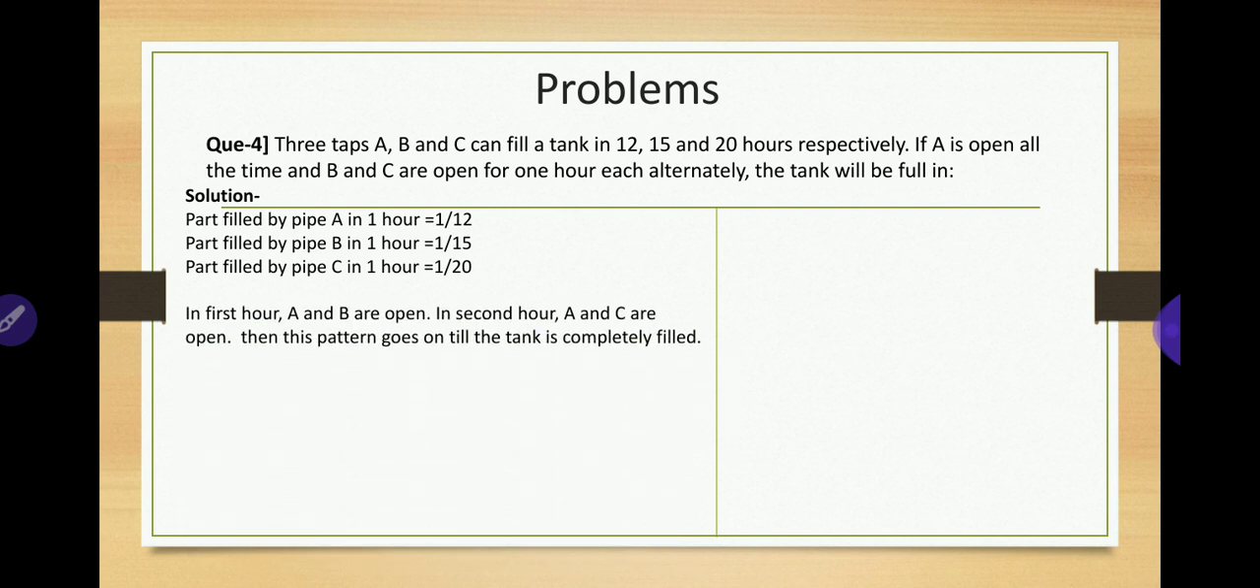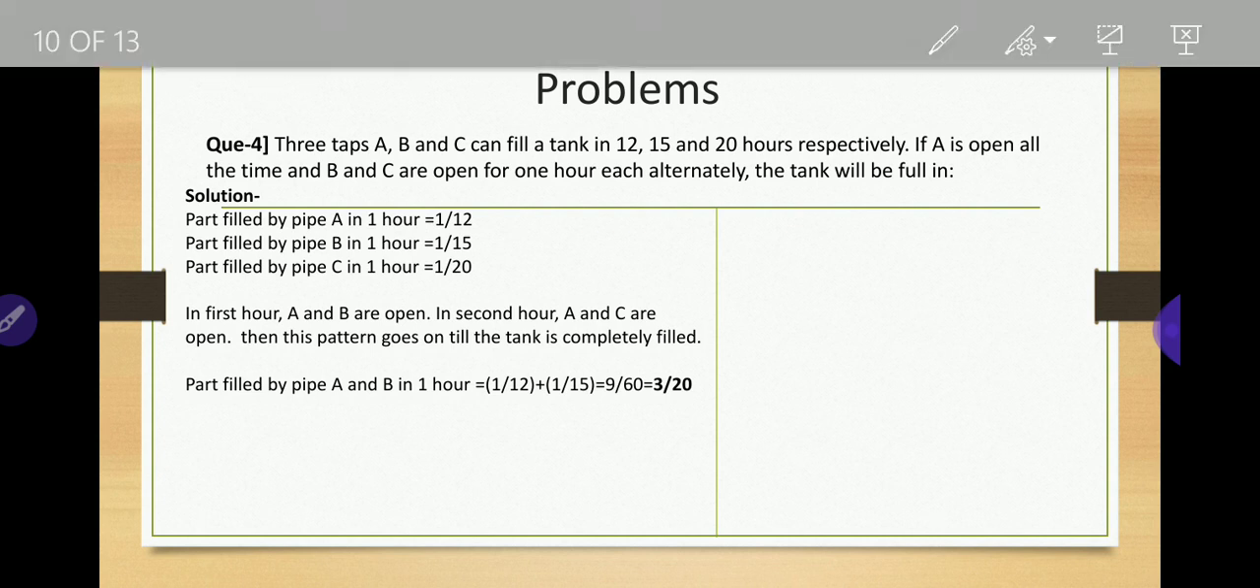Then in the first hour A and B are open. In the second hour A and C will be open, because A is open all the time and B and C are open alternately after 1 hour. Therefore this pattern goes on till the tank is filled. So first we consider the part filled by A and B in 1 hour, which will be 1 upon 12 plus 1 upon 15 because both pipes are open. The addition of these capacities, 1 upon 12 plus 1 upon 15, will be 9 by 60, that is 3 by 20.